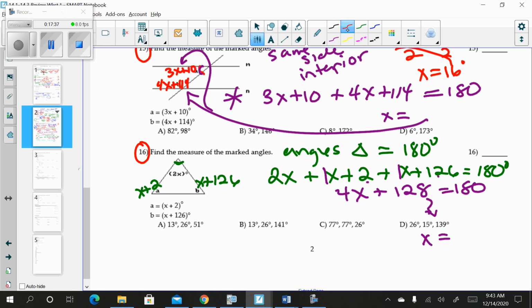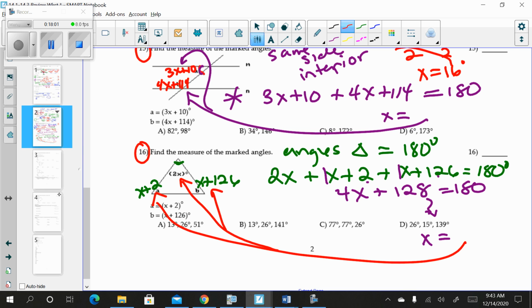And then to find your angle measurements, remember, you've got to plug that x value back in to all three of those expressions to solve for the three angles. Remember, the x value is not necessarily going to be one of the angle measurements. You have to plug that value back in. So go ahead and plug that back in so you can see what you're dealing with there. And then you can check your answers on the solutions. Those are posted in Schoology.